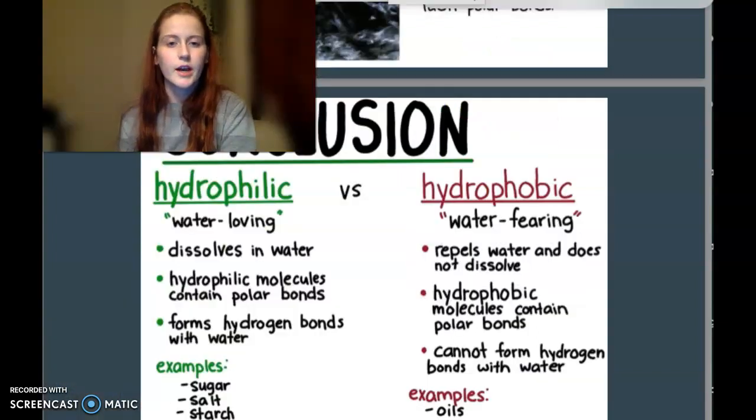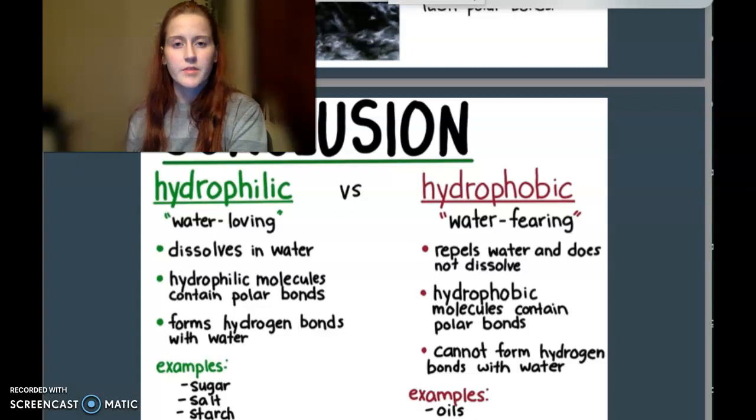Now, in conclusion, a hydrophilic substance is water-loving. It dissolves in water, it attracts water. Hydrophilic molecules contain polar bonds, which means that the electrons are dispersed unevenly between the two, which opens up a chance for water molecules to create hydrogen bonds, which thereby dissolves them. Examples of some hydrophilic substances are sugar, salt, and starches.